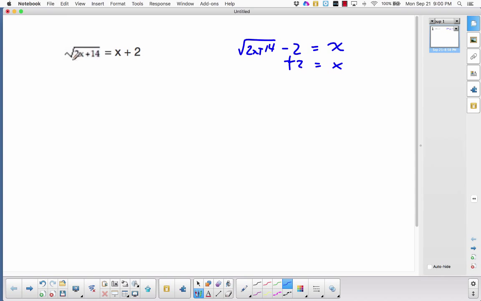So I have a radical, it's isolated, so I need to square both sides to get rid of it. So I'm going to square this side and square this side. So the square and the square root cancel, leaving me with 2x plus 14.